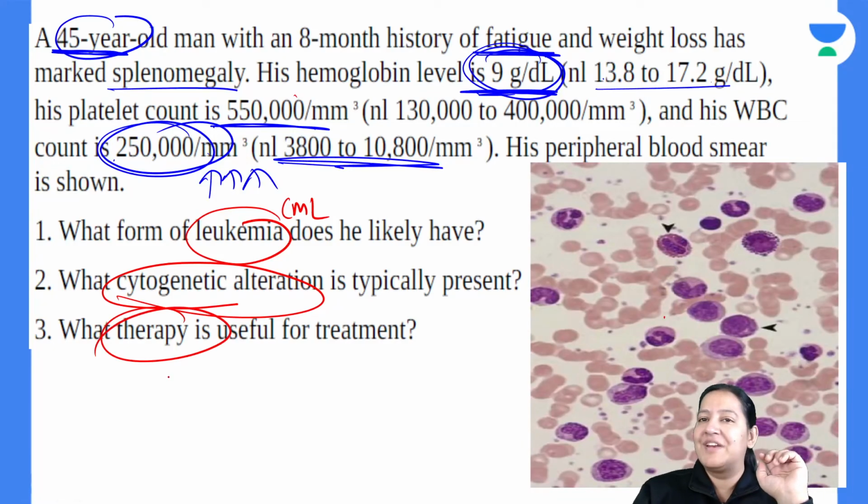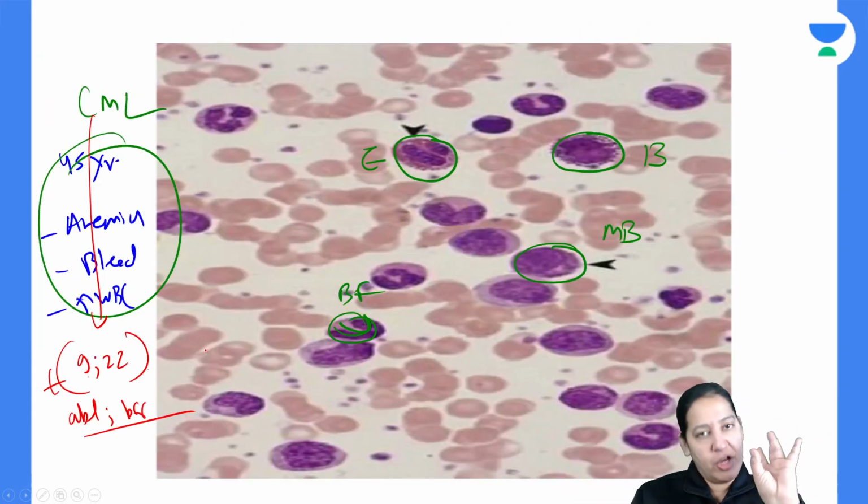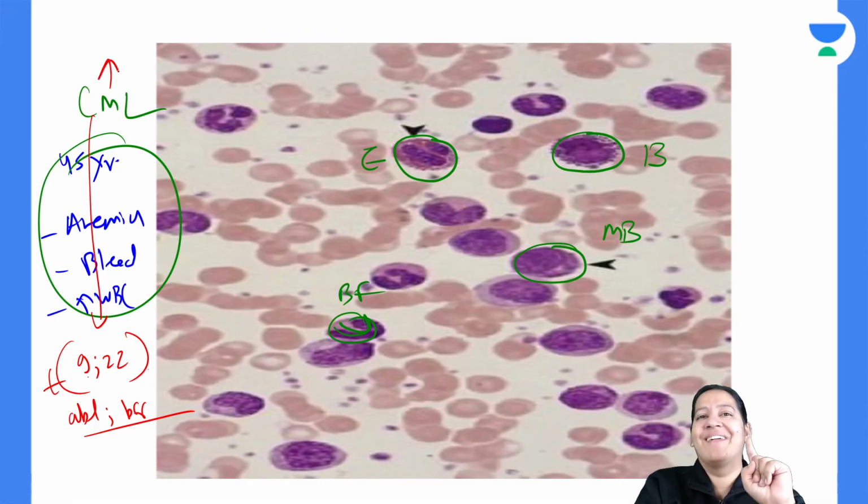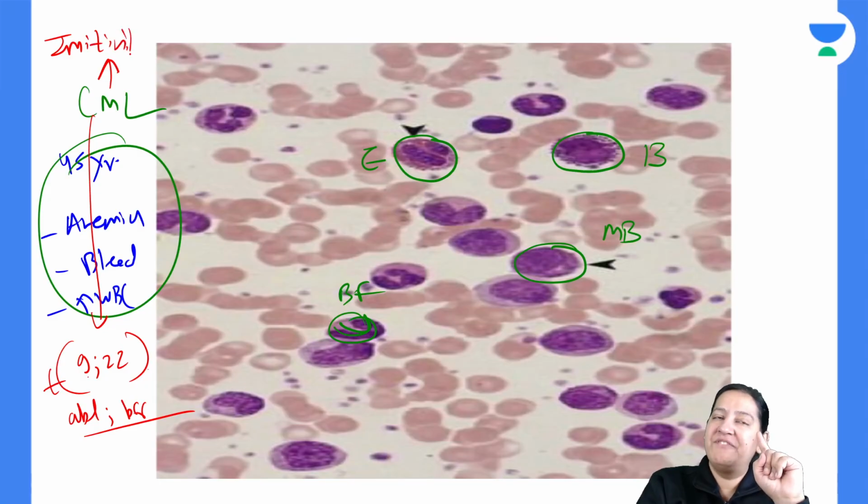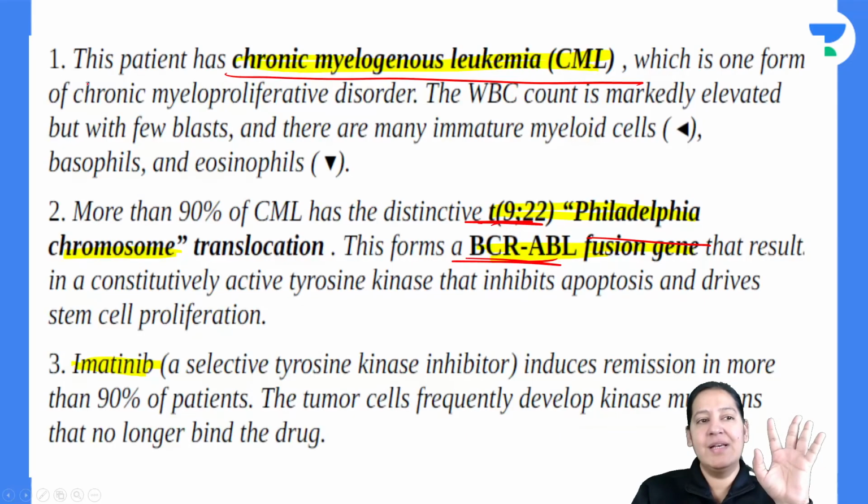What is the therapy given? Based on the same image, my question to you: name one drug, the targeted drug for CML. Only one drug. Yes, the answer is imatinib. It is the first targeted therapy.